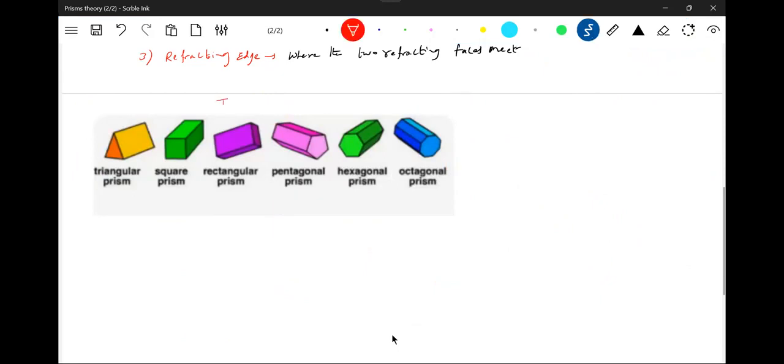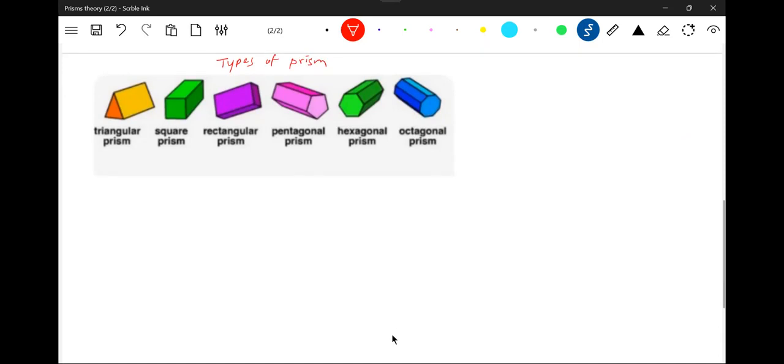The next idea is the types of prism. Usually what we discuss, as per our syllabus, is this. So we will discuss square prism, rectangular prism, pentagonal prism, hexagonal prism, octagonal prism. It can be a prism of any kind.